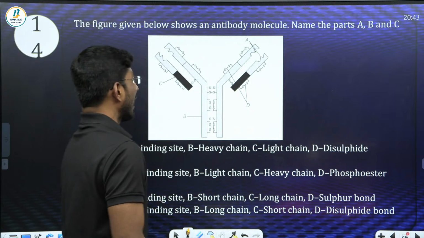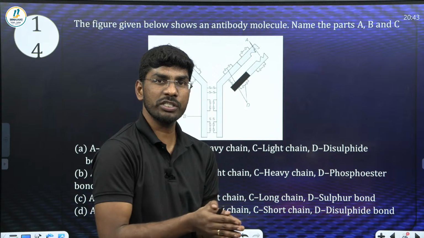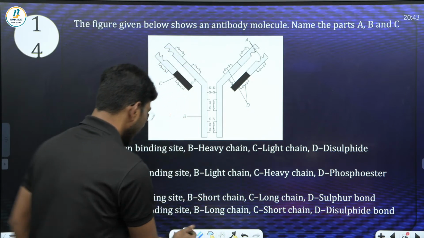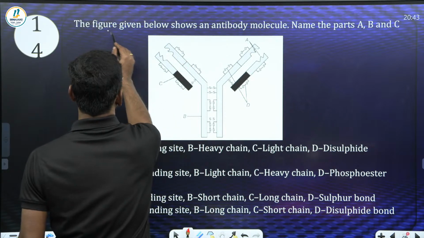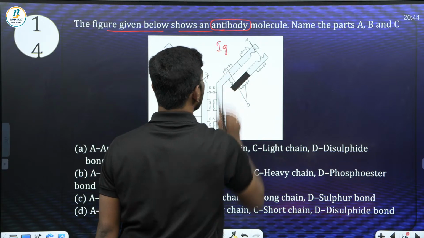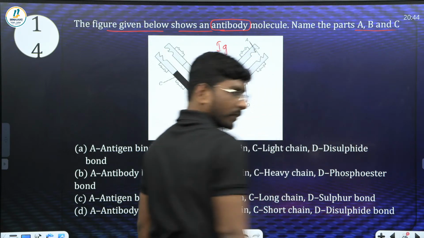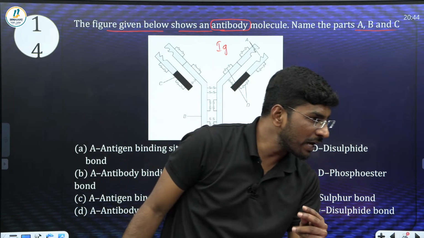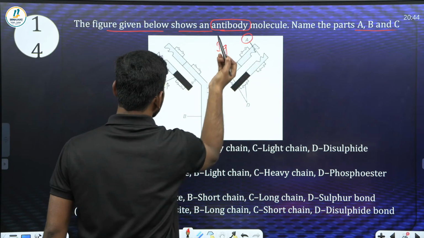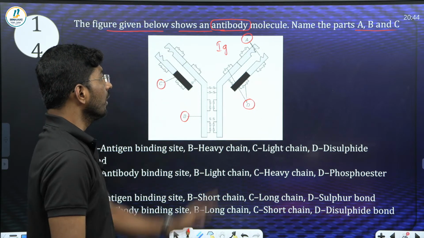What about this? Be silent. Very important structure of antibody. Light chains, heavy chains, some disulfide bonds, some particular antigen binding sites are there. Any one of you identify what exactly this one is? The figure given below shows an antibody. Okay, this is Ig, immunoglobulin. Name the parts A, B, C. Any one of you? Come on, any one of you, fast. Where is B? This is B, C and D. A, B, C. One more time.